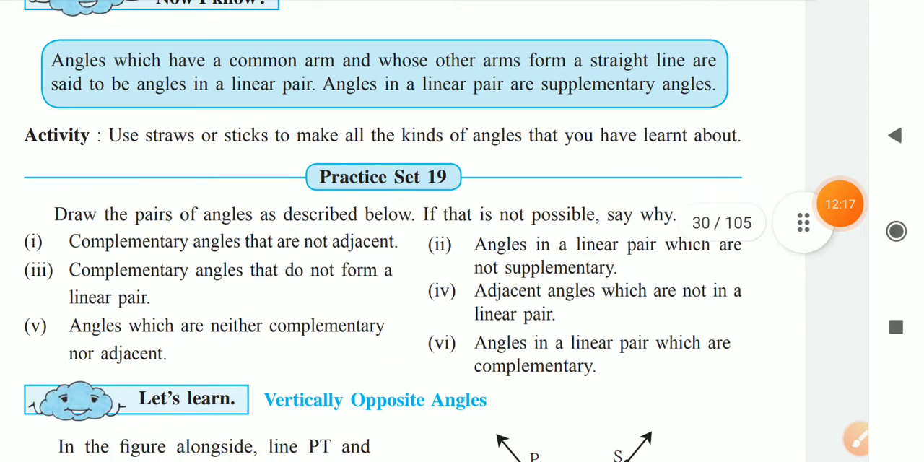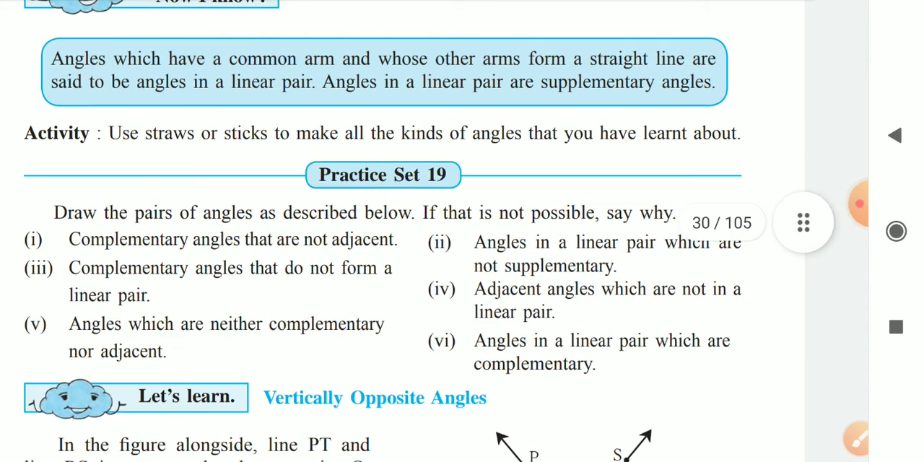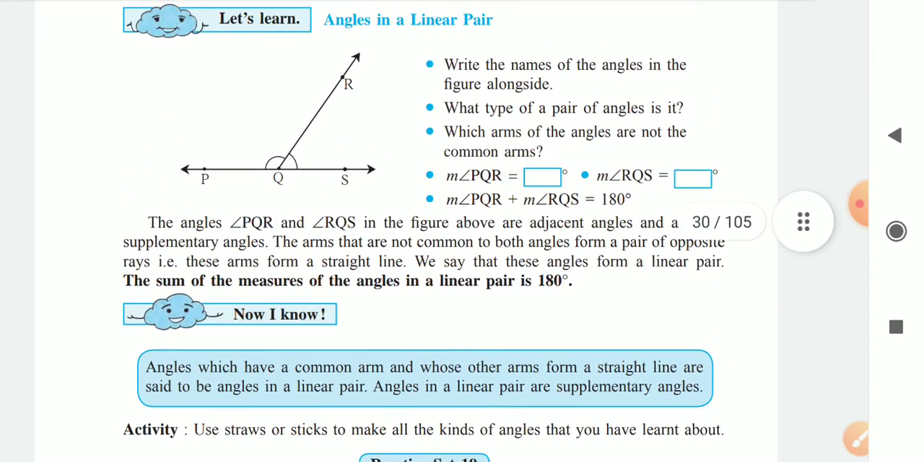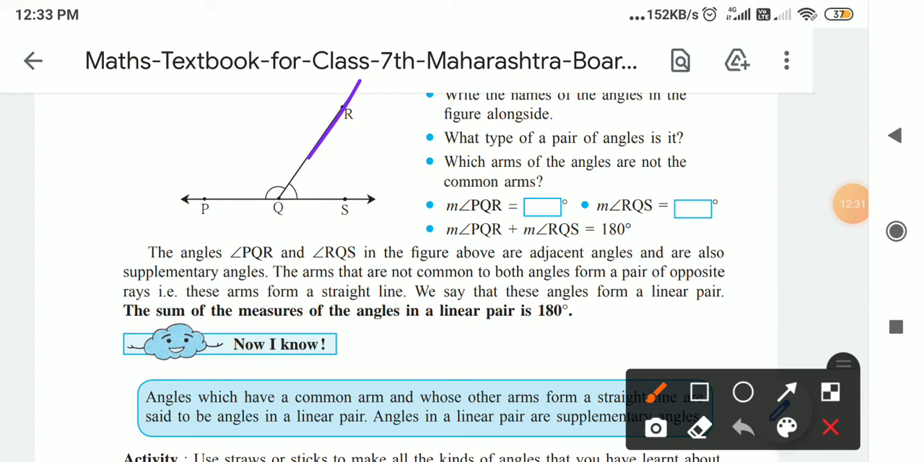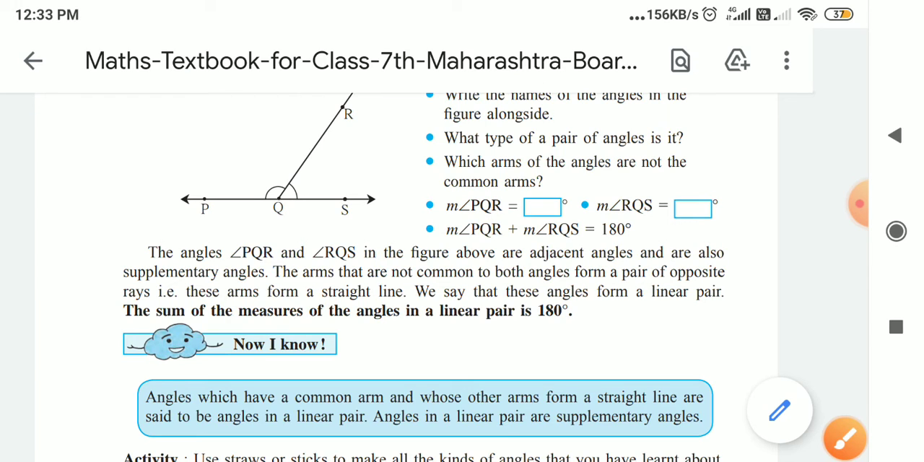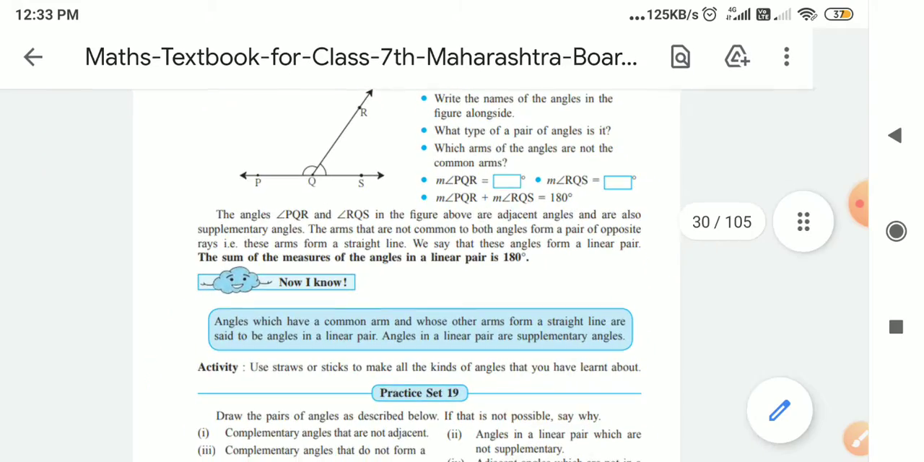Here, using straw sticks, we have to make all kinds of angles and learn about them. In this way we can study linear pairs of angles: the angles which have one common arm, one common vertex, and except for this common arm, the remaining two arms are opposite rays of each other, and the sum of the measures of PQR plus RQS is equal to 180. Then these angles are called supplementary angles.